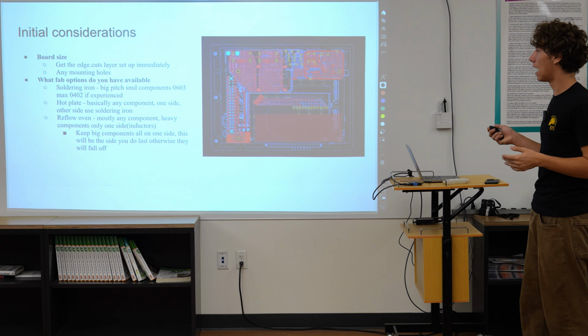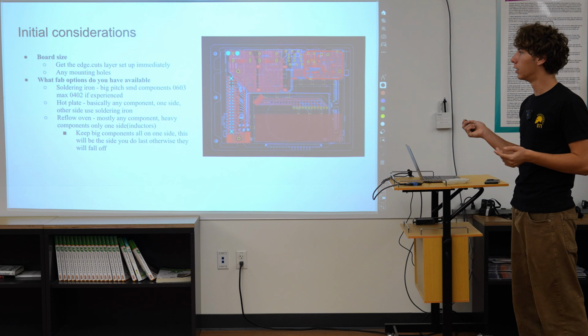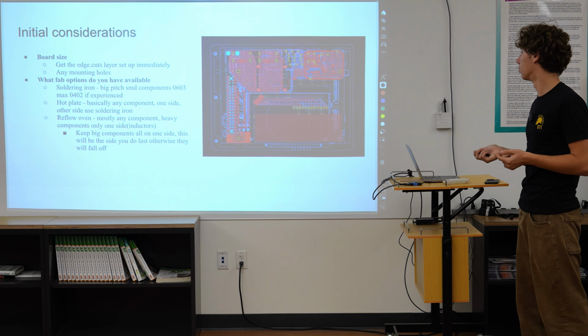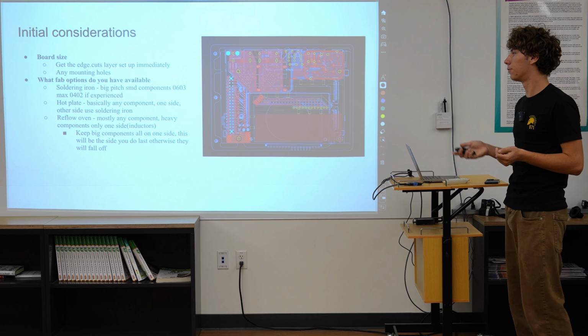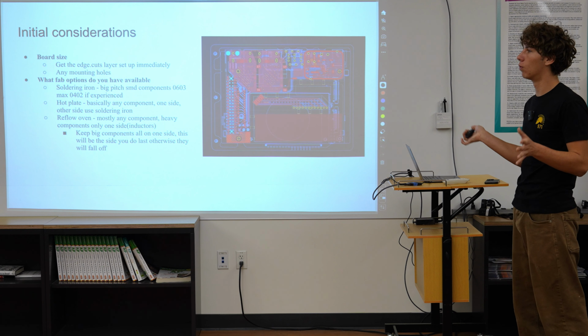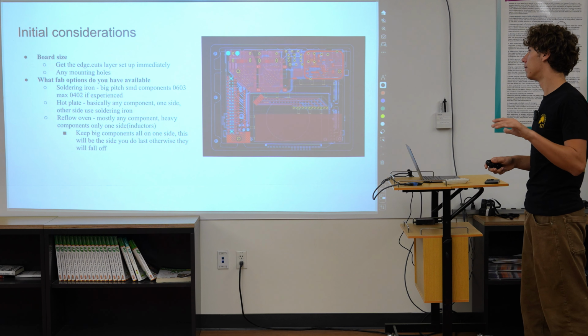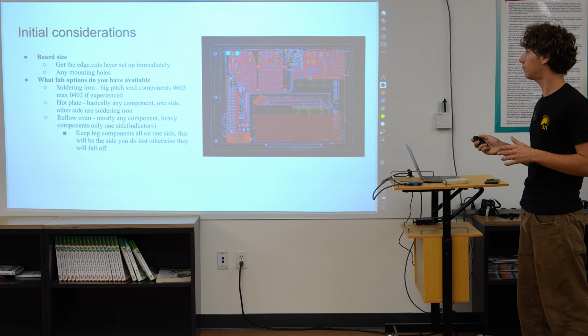There are going to be times where even small components like 0603 capacitors and 1206s are going to fall. Maybe if you bump the reflow oven, or they might just fall randomly. So you just want to be prepared for that if you're using a reflow oven. That's why I recommend just putting everything on one side as much as you can, and then if you have any leftover like capacitors or resistors on the other side, just put them there.